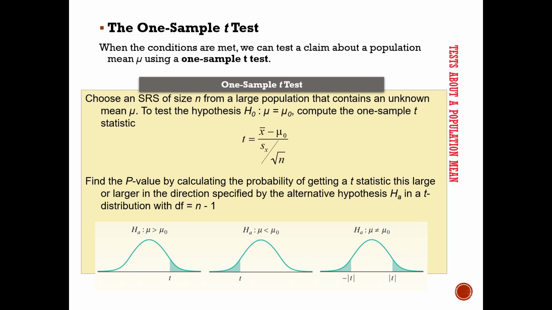You can find the p-value again by calculating the probability of getting a t statistic this large or larger in the direction specified by the alternative hypothesis HA in a t distribution with df n minus 1. Remember that we have three possibilities for our HA. Either mu is greater than mu 0, in which case we're looking only greater than our t statistic, or HA is that mu is less than mu 0, in which case we're looking only less than our test statistic. But then we have this other HA where mu is just different from mu 0, in which case we need to double that area.